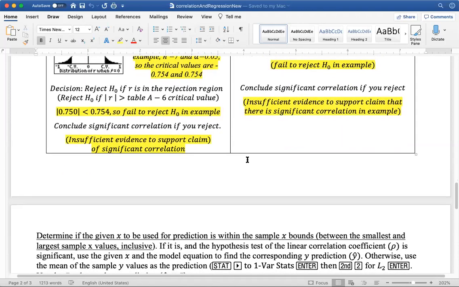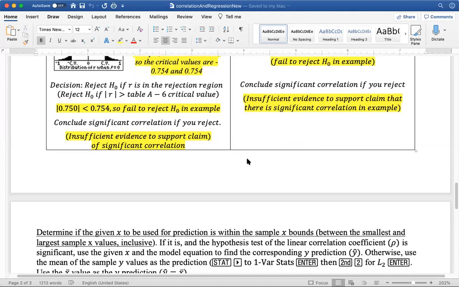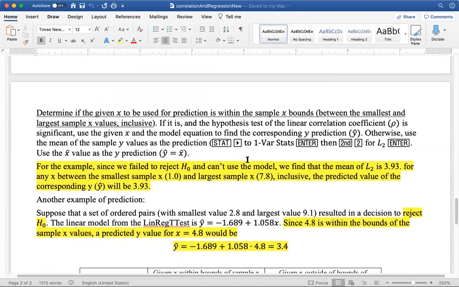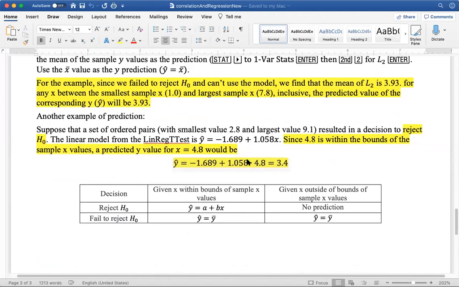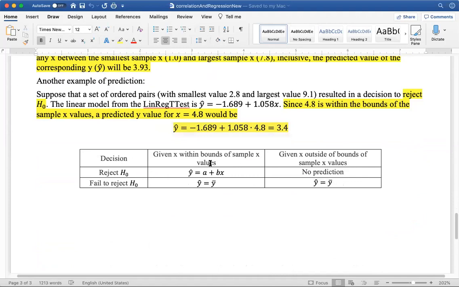So, if we had not rejected, then we could use the model for predictions, but we have one more restriction here. It's all summed up in this table. We take the A and the B that we get from the LinRegTTest, put them into this equation, and that becomes our model. To use the equation, we substitute the given X into the X location, evaluate, and the value we get is the prediction of Y for that given X.